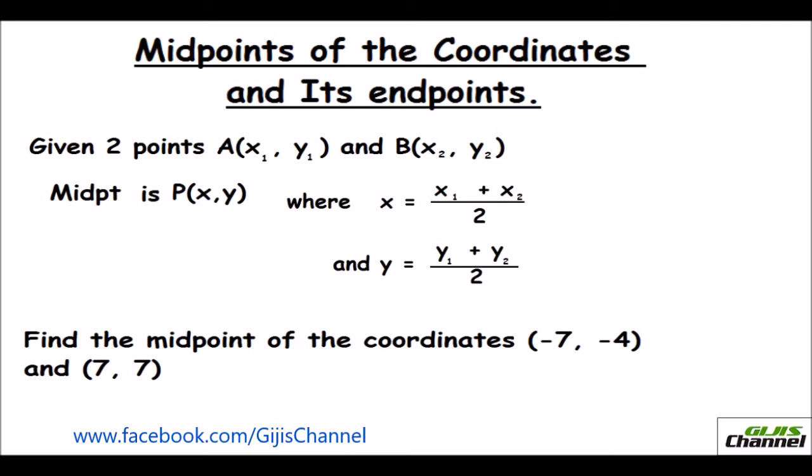Let us learn to find the midpoints when the coordinates of 2 points are given. Normally this is done in 2D graphs, the Cartesian plane, where you have the xy graph. Given 2 points A and B, where the coordinates of A are x1, y1 and the coordinates of B are x2, y2, you are to find the midpoint. So the midpoint is nothing but the value at the center.